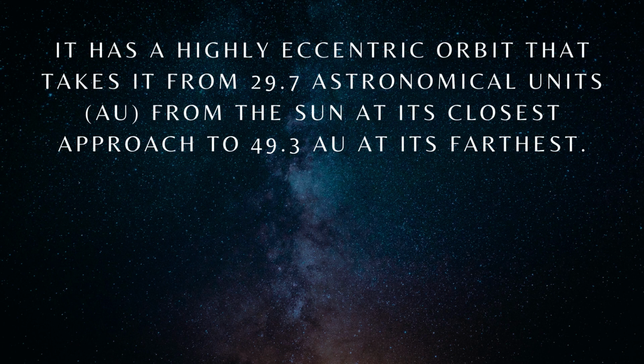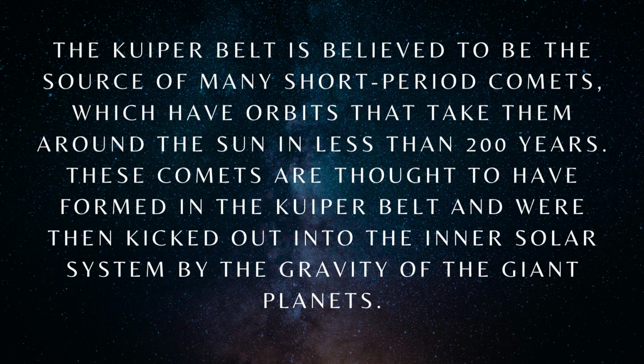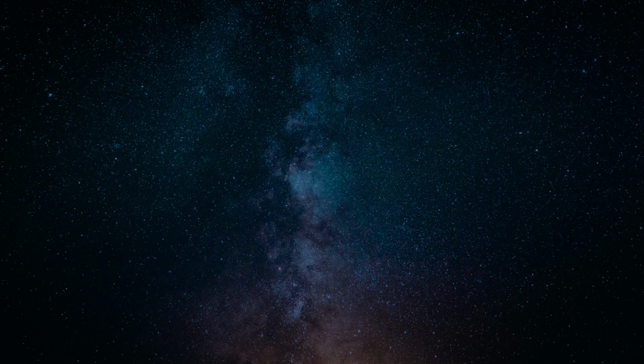to 49.3 AU at its farthest. The Kuiper Belt is believed to be the source of many short-period comets, which have orbits that take them around the Sun in less than 200 years. These comets are thought to have formed in the Kuiper Belt and were then kicked out into the inner solar system by the gravity of the giant planets.